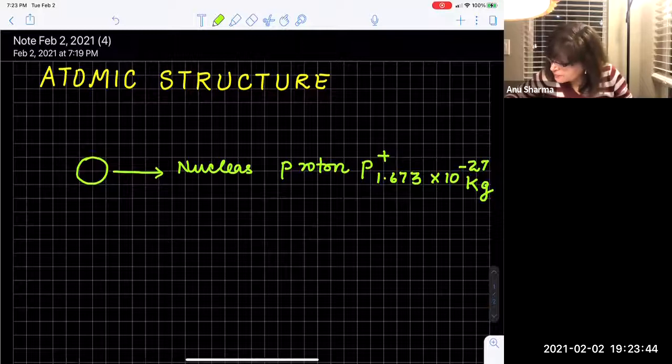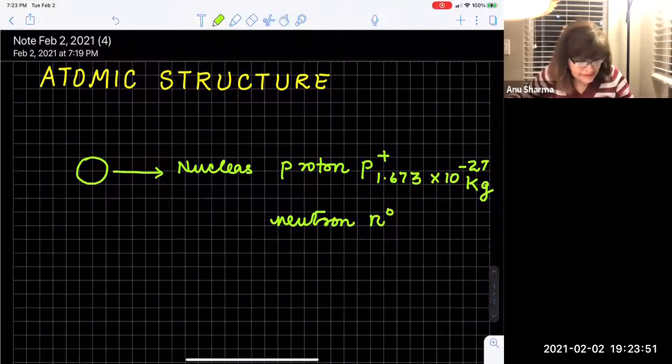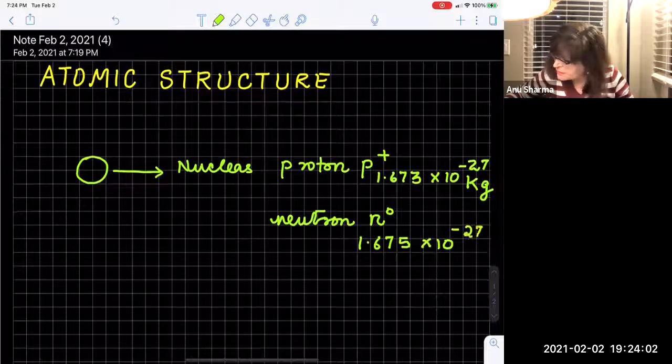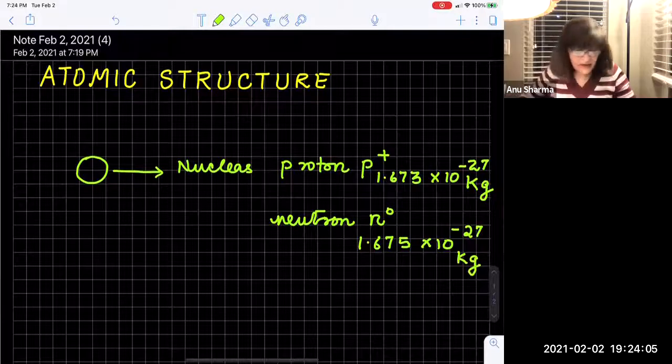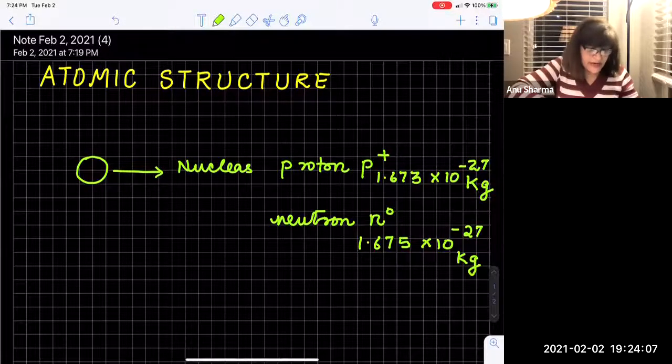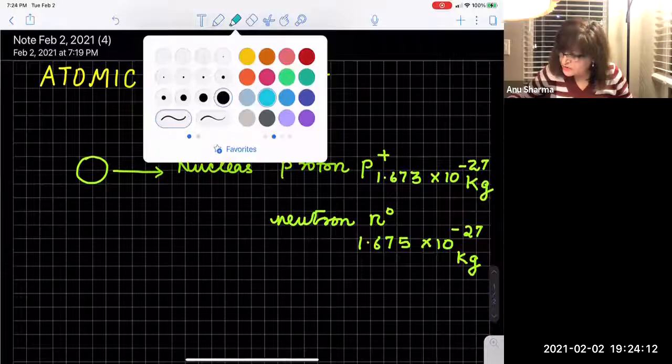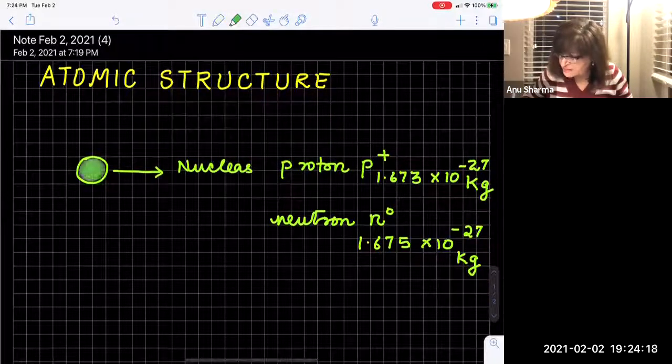Next come the neutrons, which are also present in the nucleus, and these neutrons have no charge, and their mass is 1.67, slightly bigger, times 10 to the power negative 27 kilograms. Okay, so slightly bigger. And this nucleus forms the main bulk of the atom. So the atomic weight that you see, the weight of the nucleus, is this here because of the center.